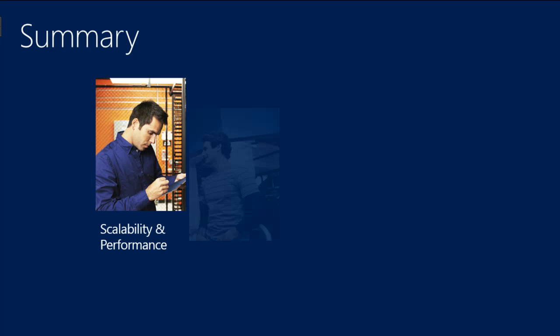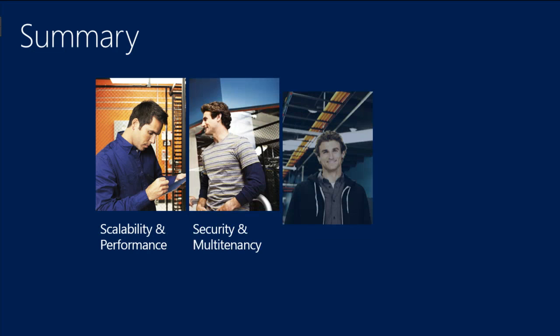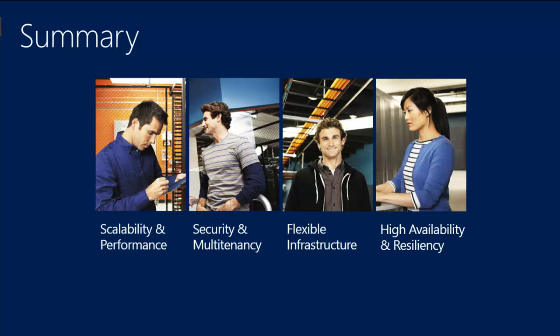So to wrap up, we've looked at scale, performance, security and multi-tenancy, flexibility, and HA, and there's loads more stuff we could have talked about. We could have gone lots of different ways. There's tons more, but hopefully this has given you a good overview of some of the key capabilities, and some of the things to be aware of on both sides.